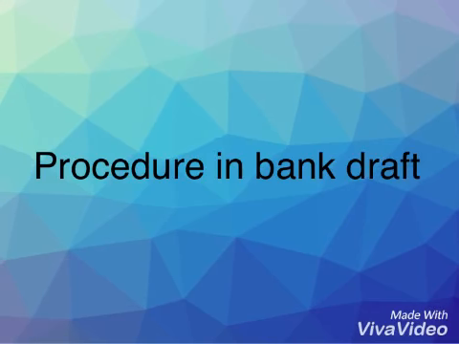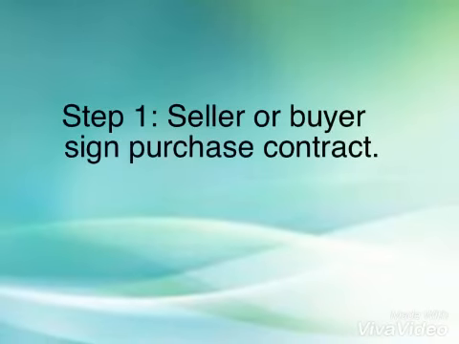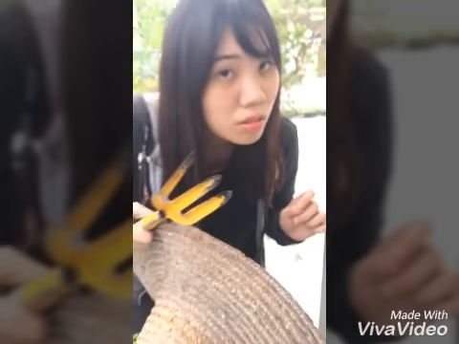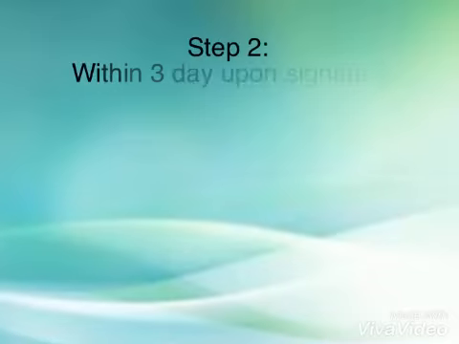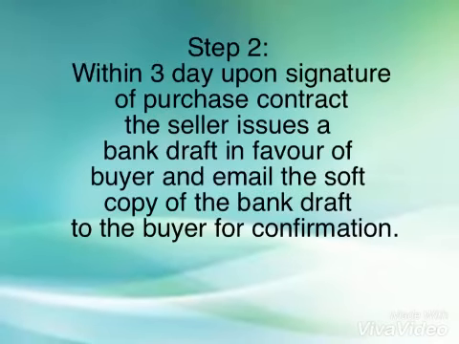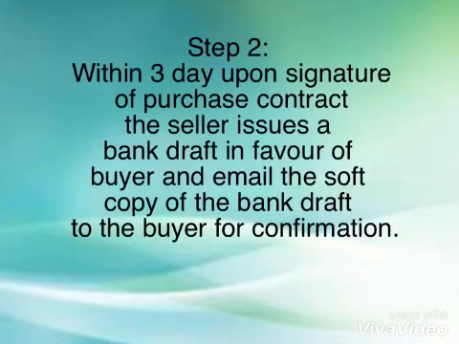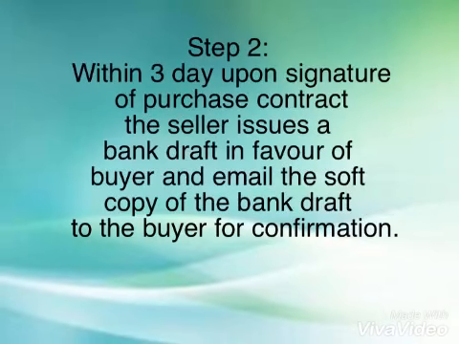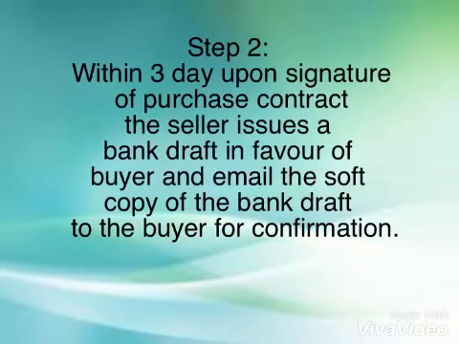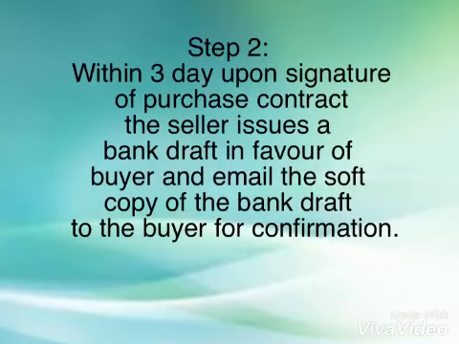Procedure in a bank draft. Step 1. Seller and buyer sign the purchase contract. Step 2. Within 3 days upon signature of the purchase contract, the seller issues a bank draft in favor of the buyer and emails the soft copy of the bank draft to the buyer for confirmation.